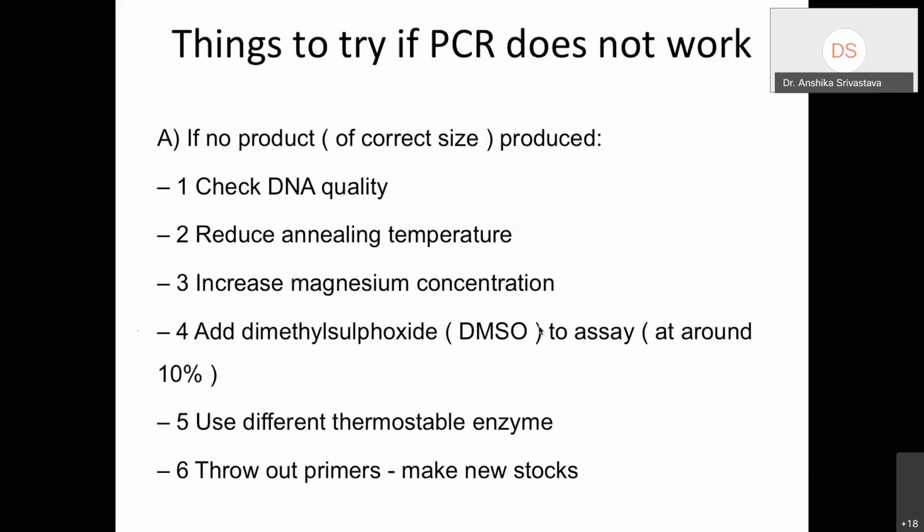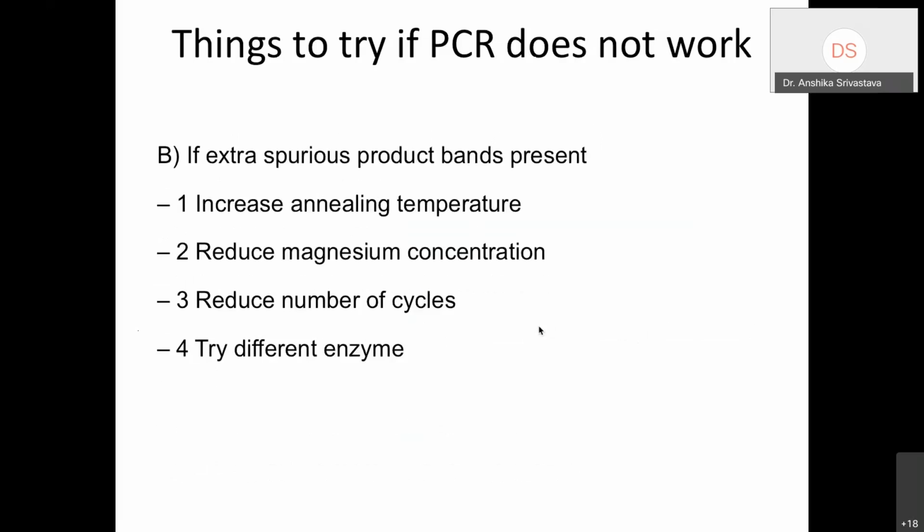You can increase the magnesium concentration, and you can add DMSO to around 10%. And then you can use a different thermostable enzyme. For example, if Taq polymerase is not working, you can use fusion Taqs or other high fidelity Taqs for amplifying your region of interest. Or maybe the primers that you ordered, when you were diluting them, you may have contamination. That's why you're not getting a product of the correct size. So maybe you have to throw out your primers and get a new primer pair.